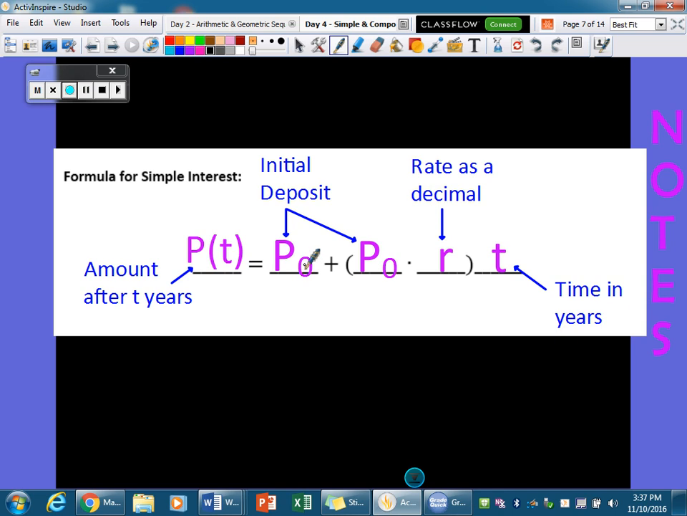P sub 0 is your initial deposit, and that goes here. And then it's P sub 0 plus, and then notice the parenthesis, P sub 0 times r. And now notice the special thing about r, it's the rate as a decimal. Again, you can't put an actual percent sign in there, you have to change it to a decimal. And then all of that is times t, times your time in years. Notice again, it's years, okay? If you have months, you have to change it to years. So let's do an actual problem here.